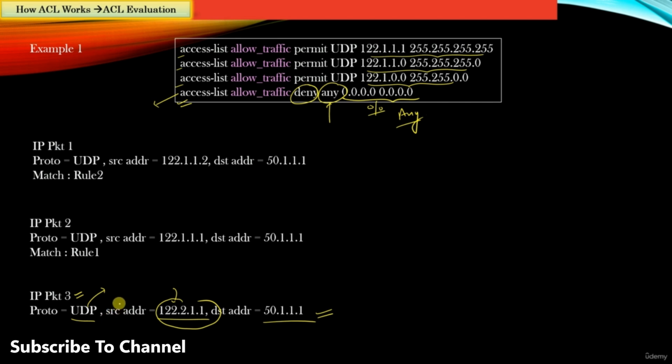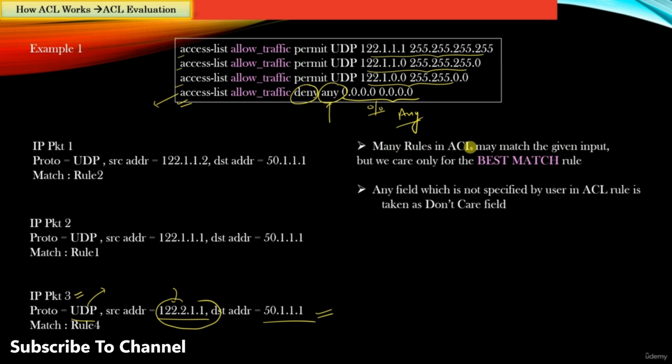So this packet will be dropped by the device and will not be considered for further processing. So packet number 3 is discarded because it matches with rule number 4. Here many rules in the access control list may match the given input. As I said, packet number 2 matches with ACL rule number 1, ACL rule number 2 and ACL rule number 3, but we care only for the best match rule. So it was rule number 1 which was the most specific, and it was rule number 1 which was considered as the rule which matches packet number 2.